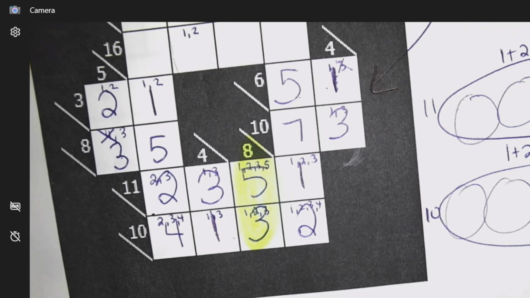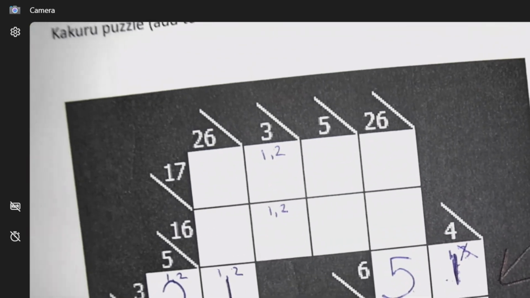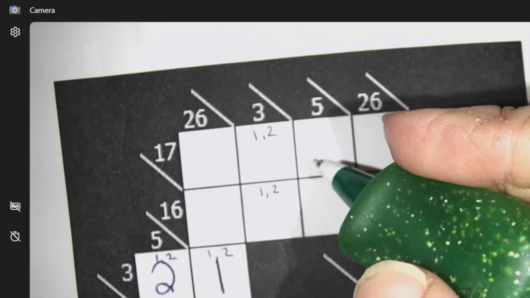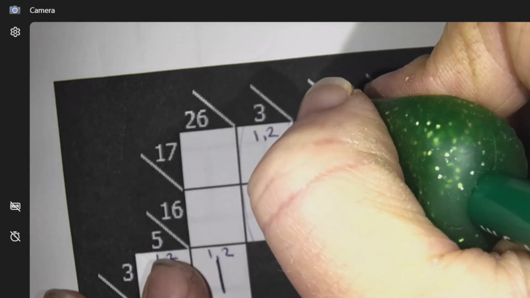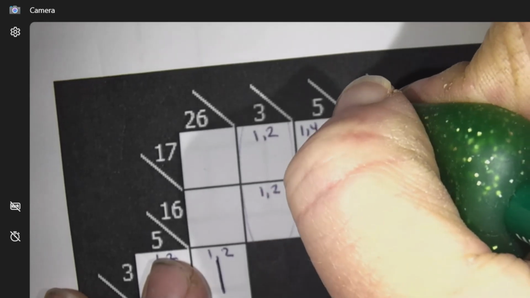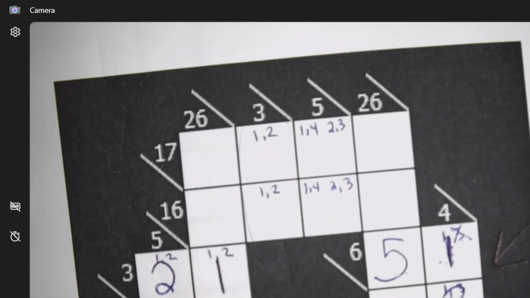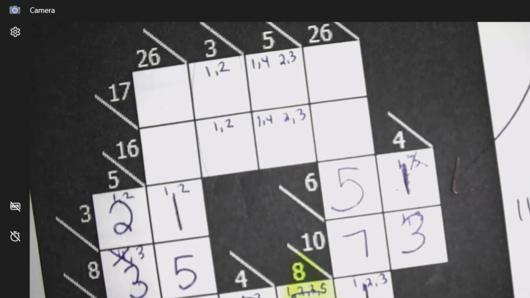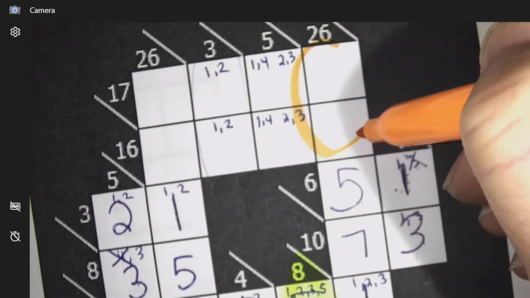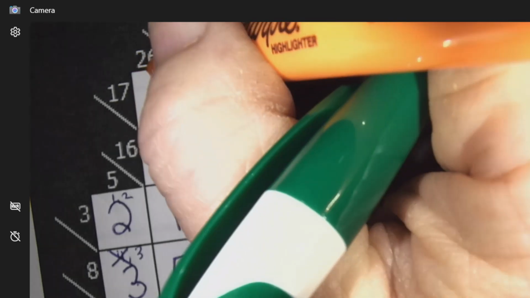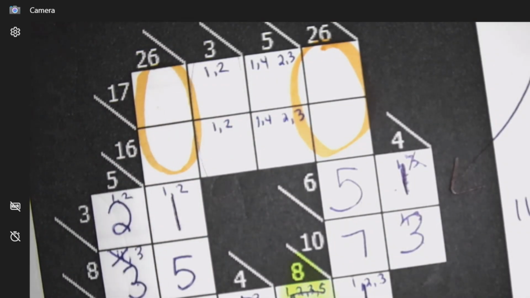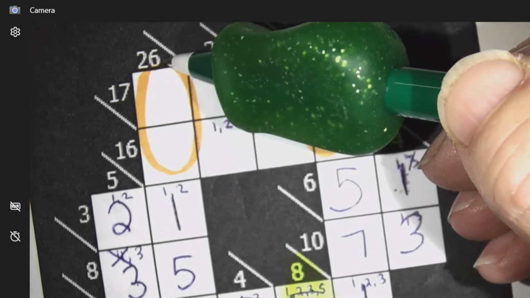Okay, now we got to finish out the top boxes. I'm going to write some options here for 5. I could be going with a 1 plus a 4 or a 2 plus a 3. I haven't narrowed it down much, but that's it. Okay, can you tell me what those have to add up to? How am I doing this? It's telling me this is 26.